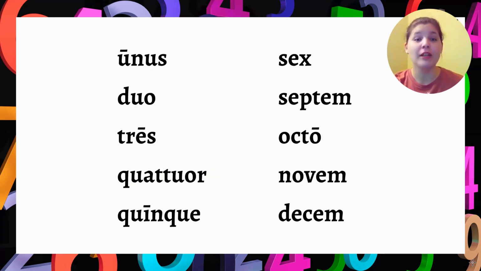And there you go. You now know the numbers from 1 to 10 in Latin. So just to recap, I'm going to pronounce them all one more time. So this is going to be unus, duo, tres, quattuor, quinque, sex, septem, octo, novem, decem.